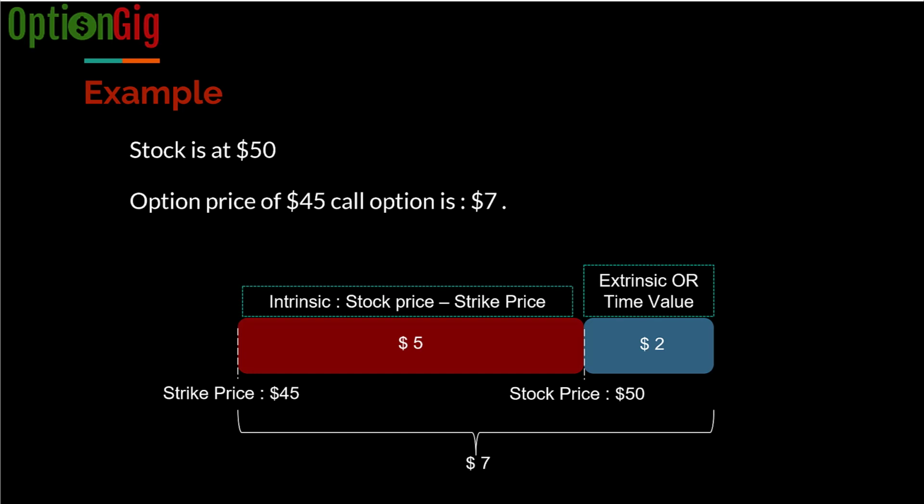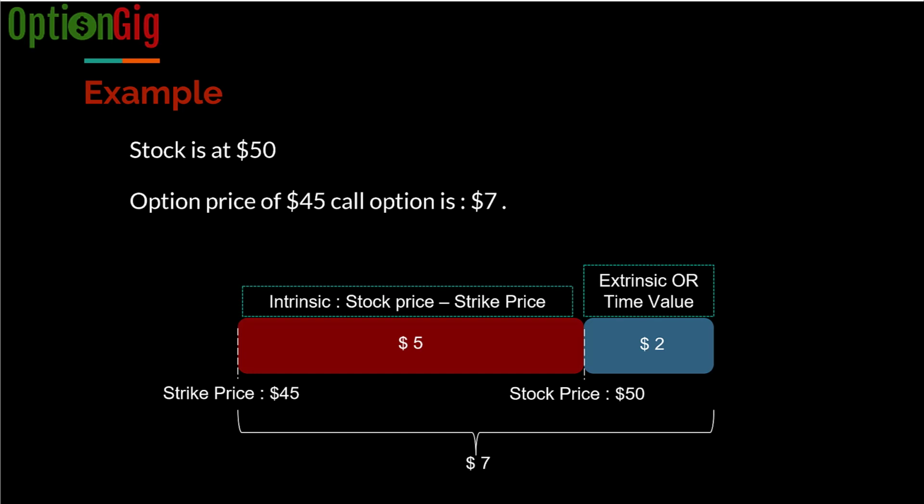But if there was no extrinsic value, then everyone would do it. But instead of $5, you're actually paying $7 for it, because $2 is coming from the extrinsic value of that option contract. And that extrinsic value takes care of the time that is still available.